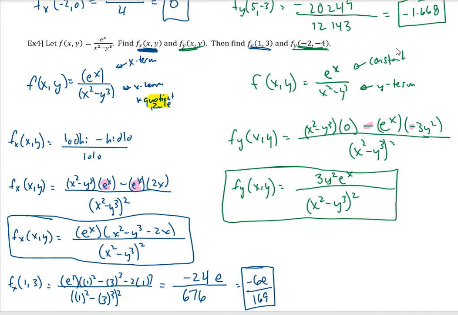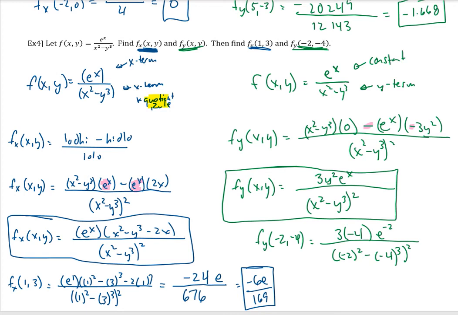Okay, and now one more thing. Let's just plug in our negative 2 and negative 4. So our partial derivative with respect to y, when we plug in negative 2 and negative 4. Again, all I want to do is make sure I plug in the numbers into the correct spot. So any x I see, I need to plug in negative 2. So I have 3. And any y I see, I need negative 4. So I have 3 times negative 4 e to the negative 2 over x squared, so negative 2 getting squared, minus y, which is negative 4 getting cubed, and then all of that would be squared.